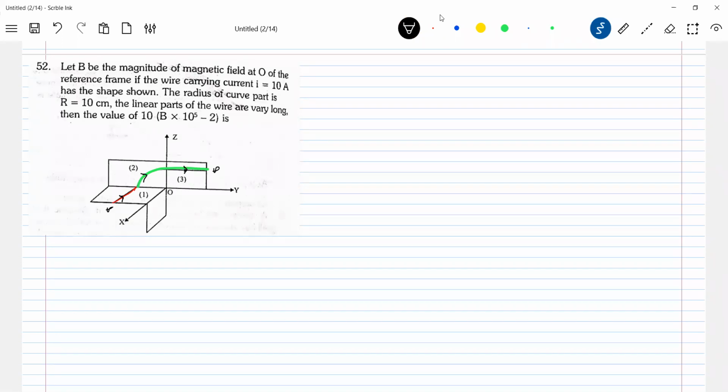First, 1, 2, 3. There are three parts, no? B1 bar, okay, we'll write it directly: B1 bar plus B2 bar plus B3 bar. So what is B1 bar? It will be along the negative z axis. So mu naught I over 4 pi r, minus k cap.